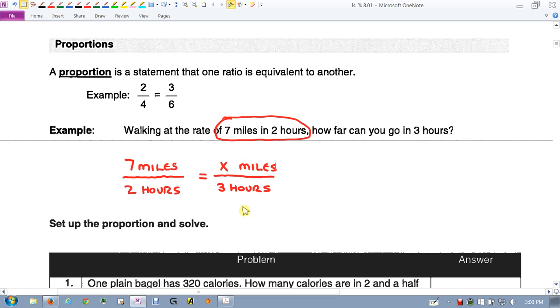So let's look at all the units first, all right? Everything here cancels. You can almost imagine divide both sides by miles and it goes away on both sides, right? You can also multiply both sides by hours. So hours go away on both sides. Which means the equation really becomes 7 over 2 equals x over 3.